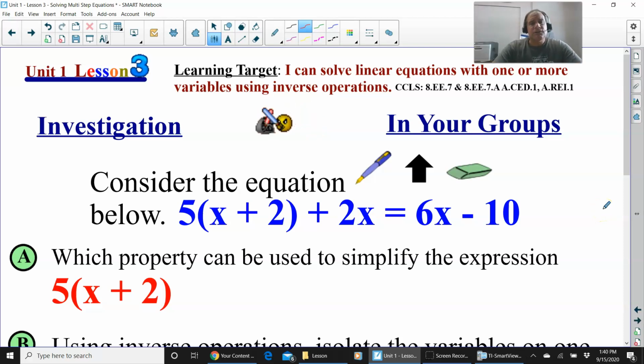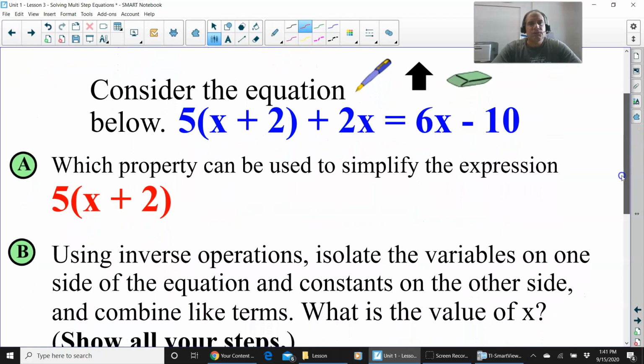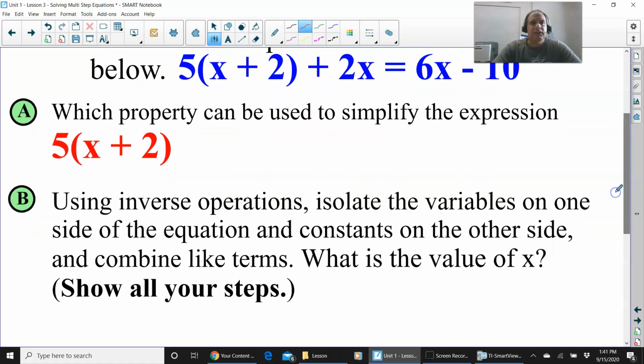All right, consider the equation below. You have 5 times x plus 2 plus 2x equals 6x minus 10. Which property can be used to simplify the expression? Obviously, the first thing that you do all the time to get rid of the parentheses is distributive property, and just write down what you would get for distributive property right next to it.